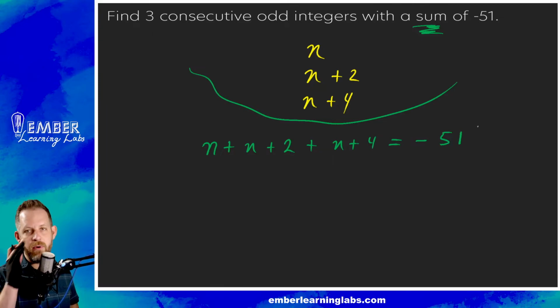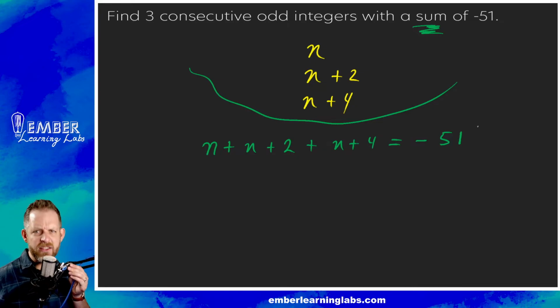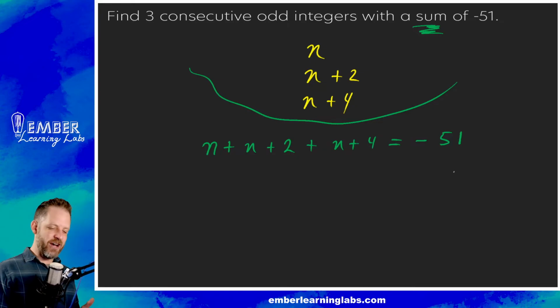How can it be negative? Integers. Remember, integers are positive and negative whole numbers. You got this. You can do it. All right. So that's how we're going to end up with a negative. So there's our equation. Now, what are we going to do with that?